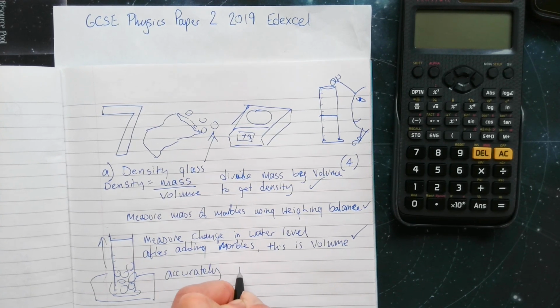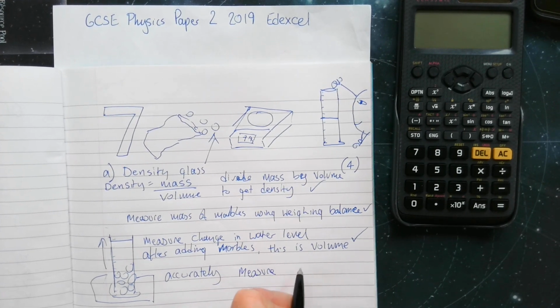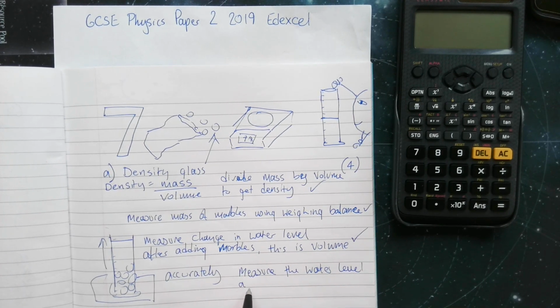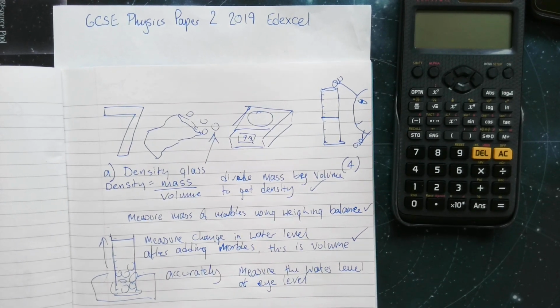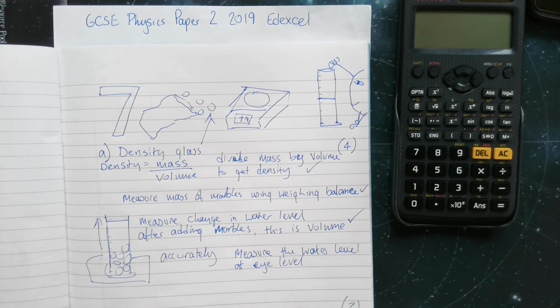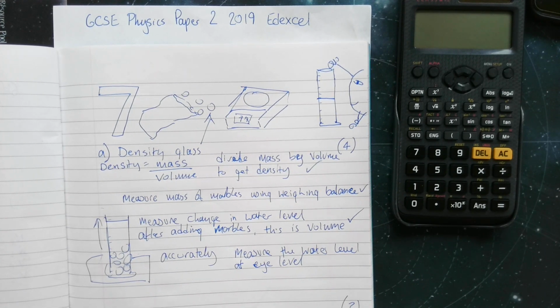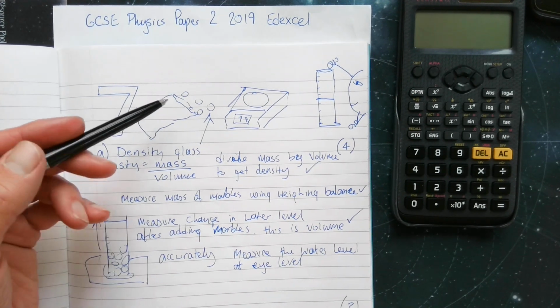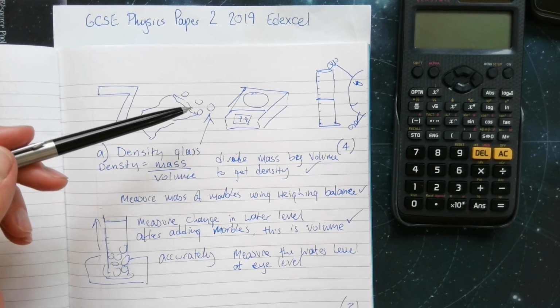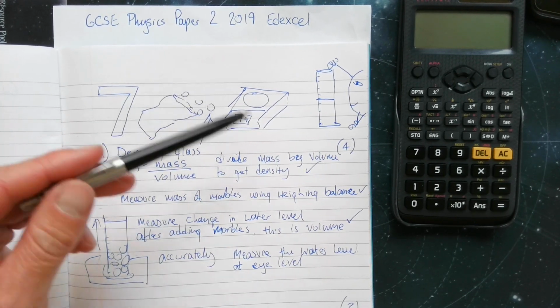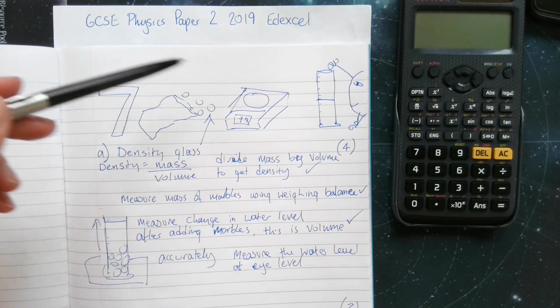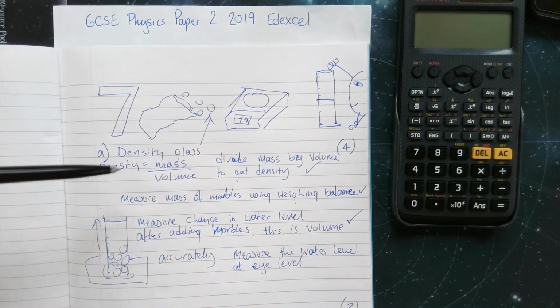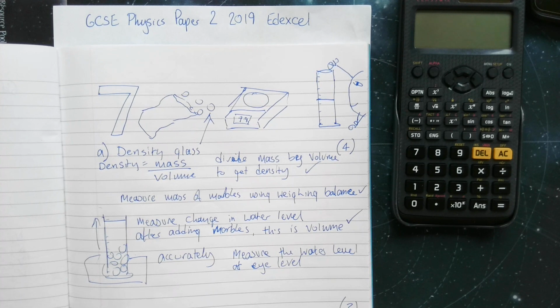So measure the water level at eye level. I'm repeating myself there, that's not the best English, but that is going to get you the marks. So some reference to how you would be as accurate as possible. You might use several marbles, so don't just use one marble. That would be another way to get that 4th mark. If you only use one marble, then you're more likely to get a bigger percentage error in your final result. So you could measure the mass of 5 marbles and the volume of 5 marbles and use that to do your calculation. So a number of ways to do that.